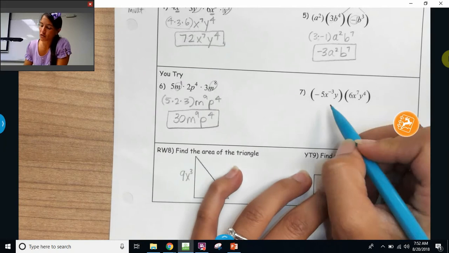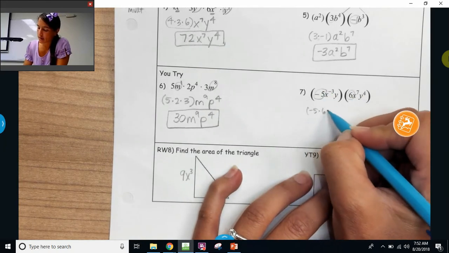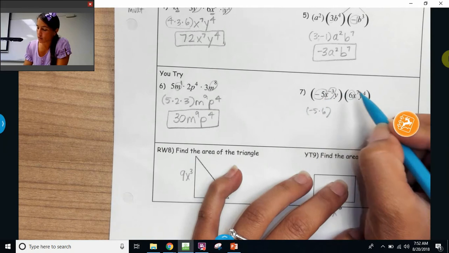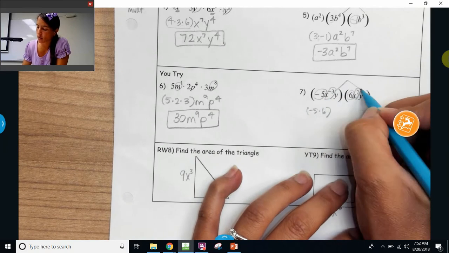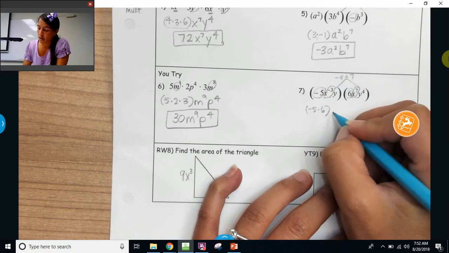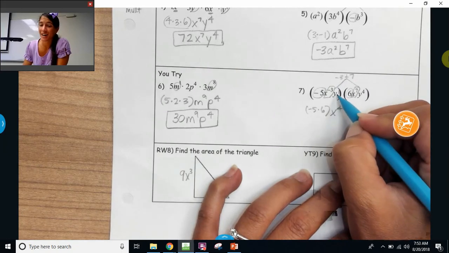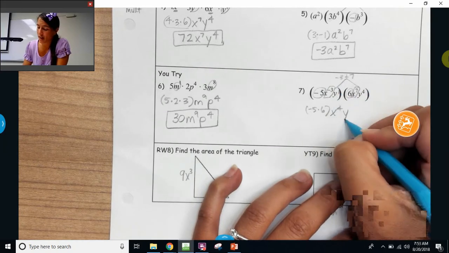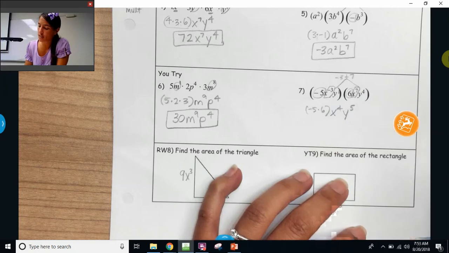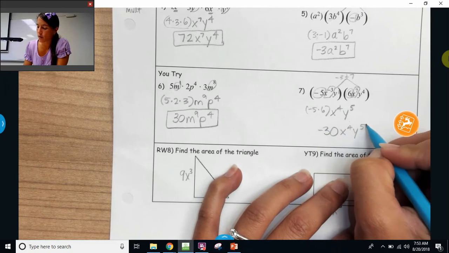And number 7 you try. I have a -5 and a 6. And then, right here I have x's. So when I add -3 plus 7, I'm going to get x to the 4th. And then I have 1y right here. 1 plus 4 is 5, so y to the 5th. And you multiply your coefficients, x to the 4th, y to the 5th.